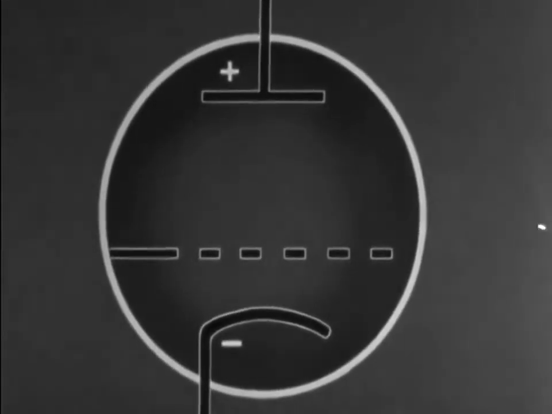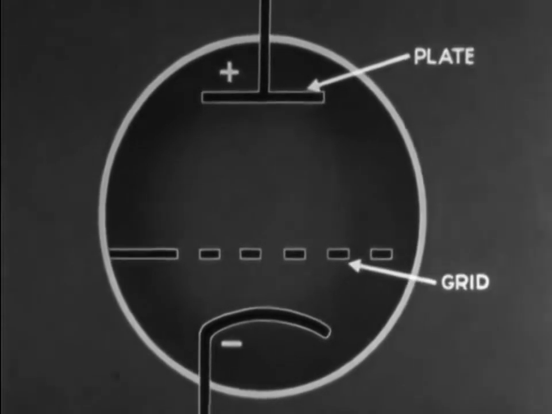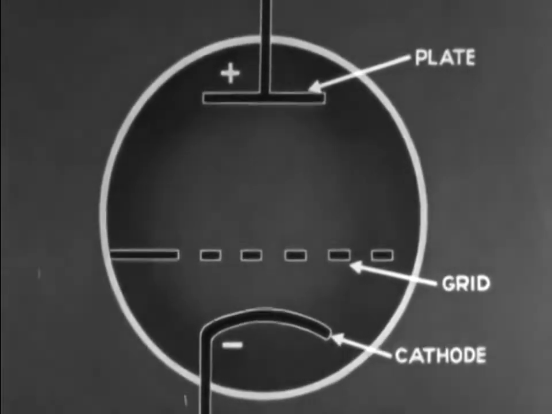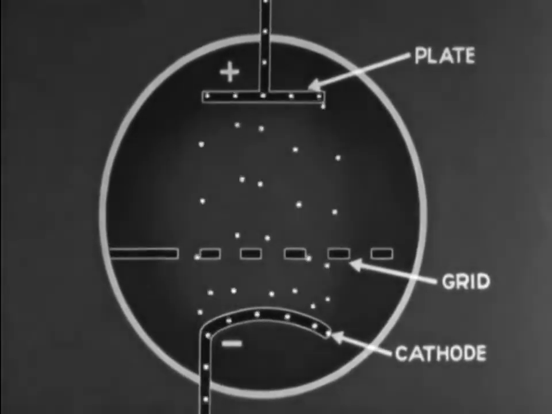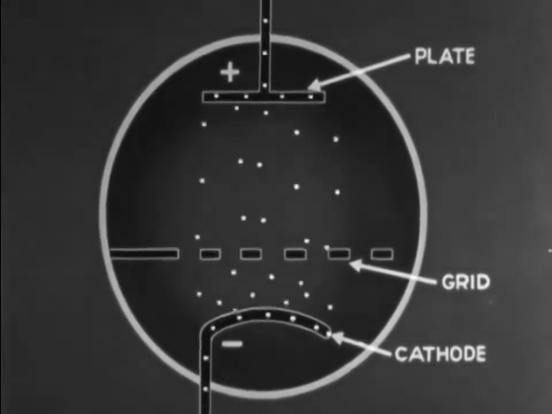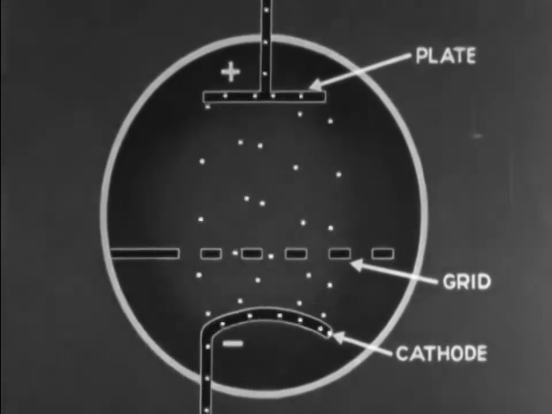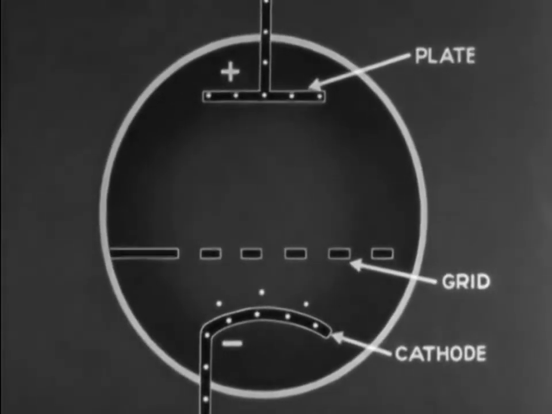The simple triode tube contains but the 3 elements: plate, grid, and cathode. The principal electron flow in the tube is from cathode to plate. Electrons reaching the plate at high velocity strike other electrons, knocking them off the plate. This is known as secondary emission.